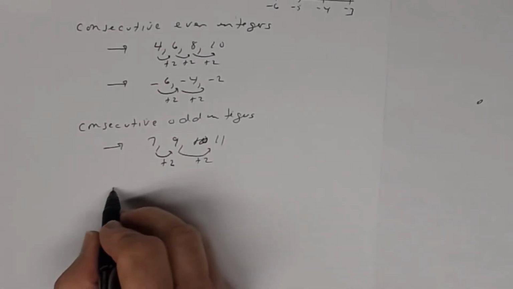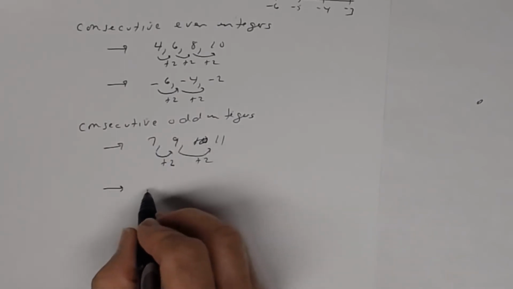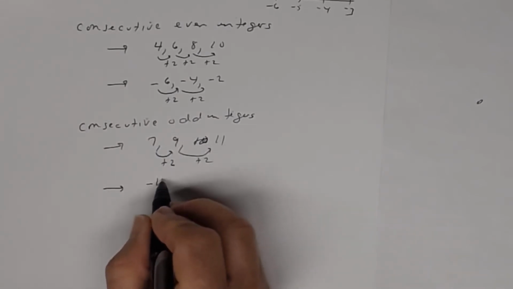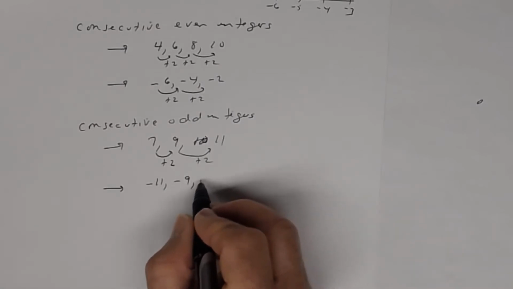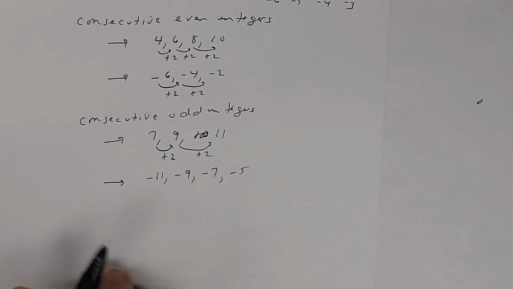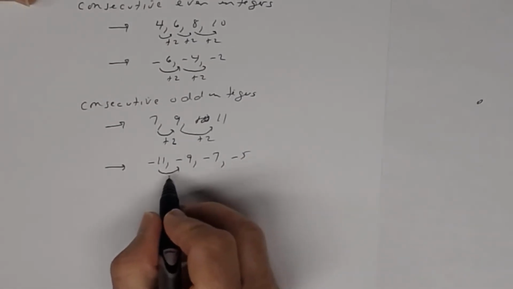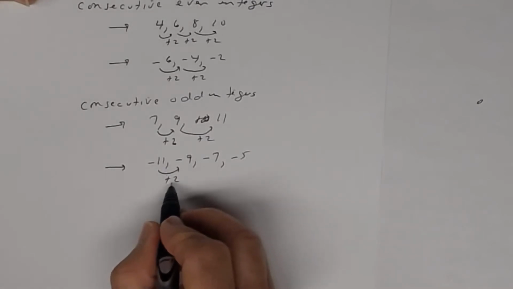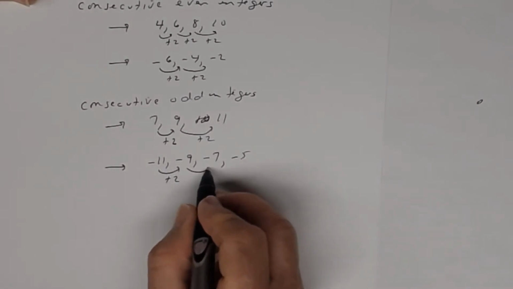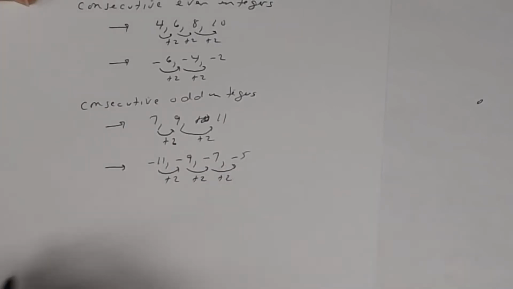All right, and the same thing with the negative. You can have negative odd integers. So if I have, let's say, negative 11, negative 9, next would be negative 7, next would be negative 5. So these are 4 consecutive odd integers. To go from negative 11 to negative 9, I added 2. Negative 11 plus 2 is negative 9. Negative 9 plus 2 is negative 7. Negative 7 plus 2 is negative 5.